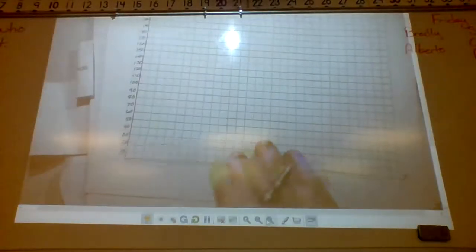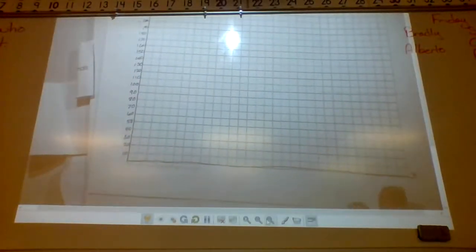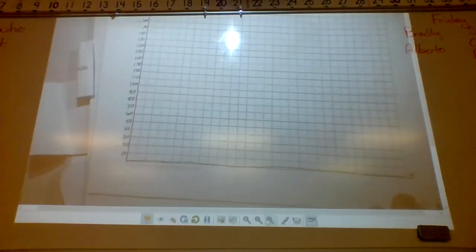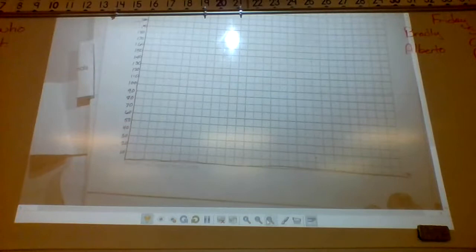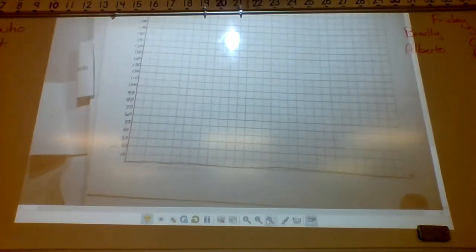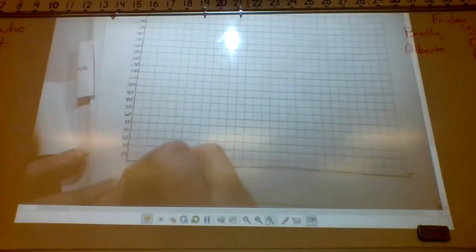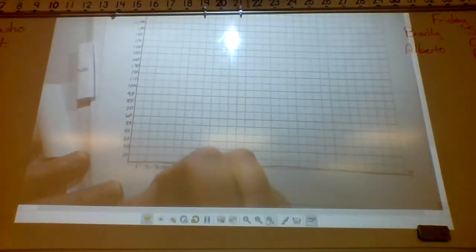Okay? But the x-axis, what do you want to count that one by? 10. You still want to count by tens? One. The denominator's all 1. Would that be a very good idea to count by tens? No. So let's count by ones.